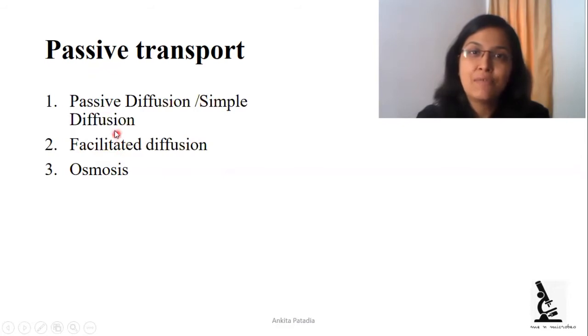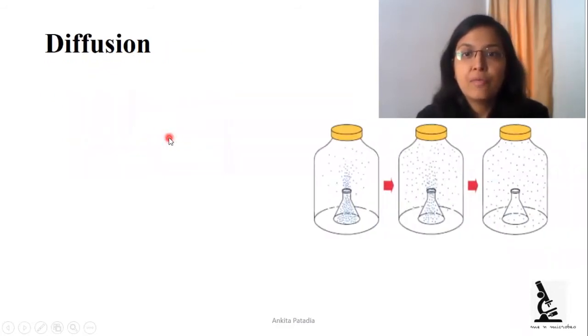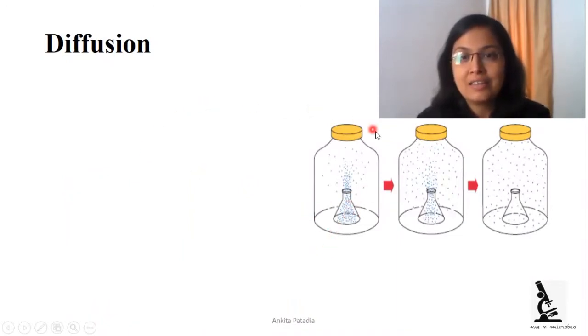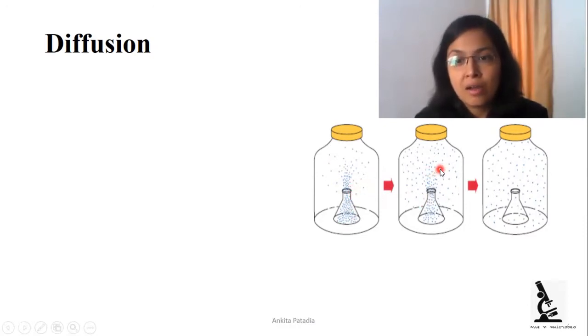Before that, we have to understand what diffusion is. We can see in this picture three jars, each with an open conical flask inside, and the jars are sealed. The conical flasks are filled with gaseous substances. In the very first jar we can see substances coming out from the flask into the environment of the jar. Here more molecules have come out, and here all the molecules are equally distributed.